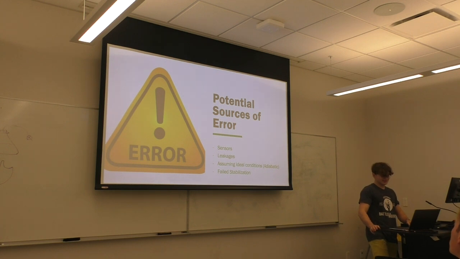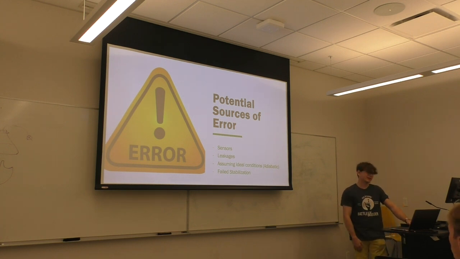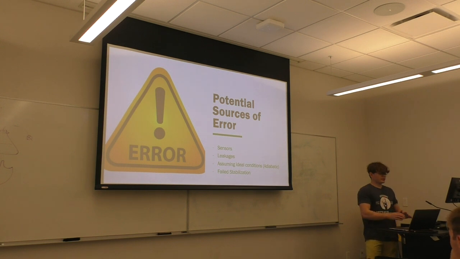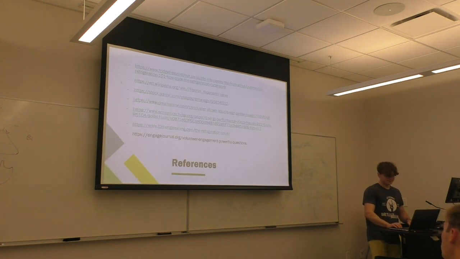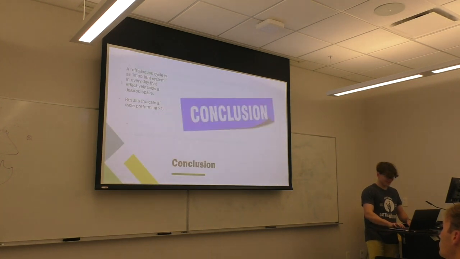And the last is failed stabilization. That just means if you really want to reach steady state, you have to wait for a long period of time. So when we were calculating the values in the experiment, the values were still fluctuating slightly, not a lot, but it made reasonable doubt that they stabilized, and it wasn't truly at steady state as it would be if it were ideal.